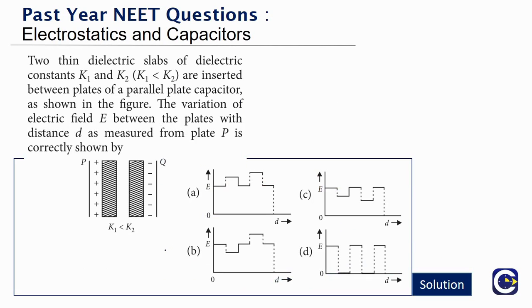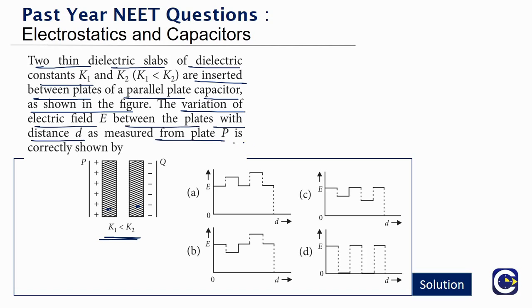Next we have a theoretical question. Two thin dielectric slabs, constants K1 and K2. So here this is K1, this is K2. They are saying clearly K1 is less than K2. Are inserted between the plates of a parallel plate capacitor as shown in the figure. The variation of the electric field between the plates with the distance d measured from the plate P. So from plate P, we are measuring the distance.